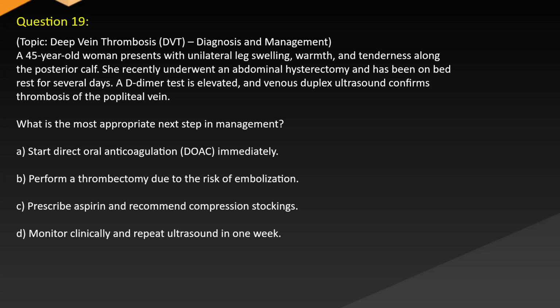Question 19. Topic: Deep vein thrombosis, DVT. Diagnosis and management. A 45-year-old woman presents with unilateral leg swelling, warmth, and tenderness along the posterior calf. She recently underwent an abdominal hysterectomy and has been on bed rest for several days. D-dimer is elevated and a venous duplex ultrasound confirms thrombosis of the popliteal vein. What is the most appropriate next step in management?